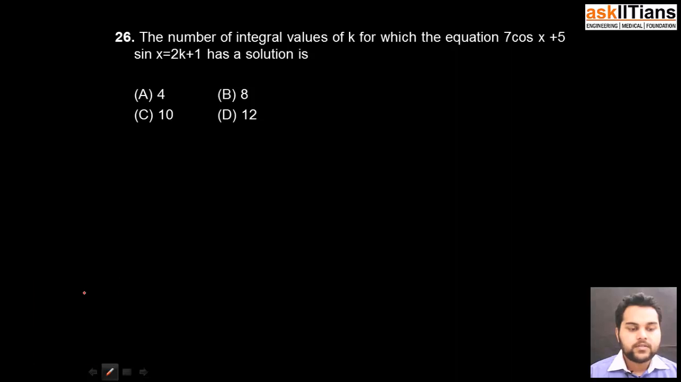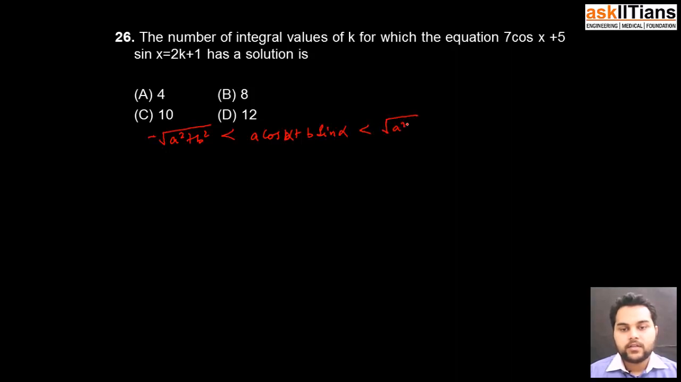Now the next question that I have is the number of integral values of k for which the equation 7 cos x plus 5 sin x is equal to 2k plus 1. I know that minus root over a square plus b square is less than a cos alpha plus b sin alpha, which is again less than root of a square plus b square. So if I calculate this, I get root over 7 square plus 5 square, that is root 74. It is 7 cos x plus 5 sin x less than root 74.